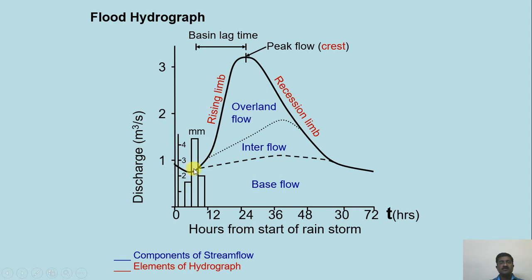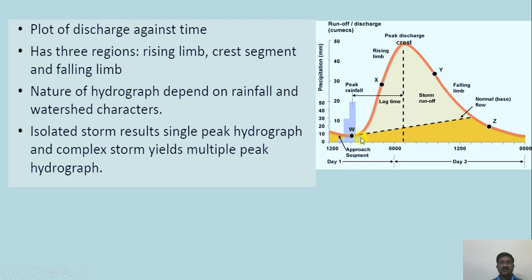Again, if you see this particular part, most of the time you can find it is steeper than the falling limb or recession limb. The rising limb has a steeper slope than the recession limb. If you see the earlier graph as well, you can see this is steeper than the falling limb.